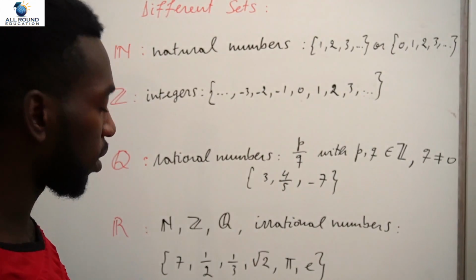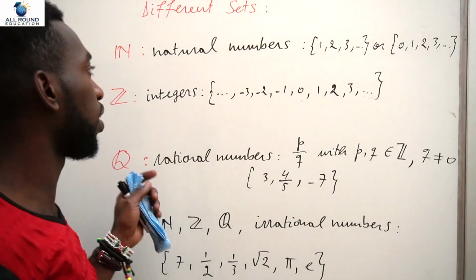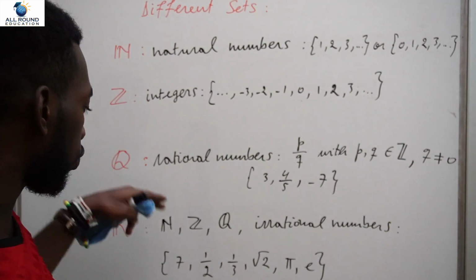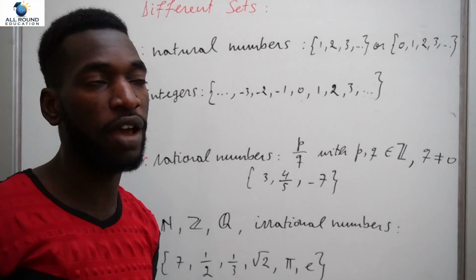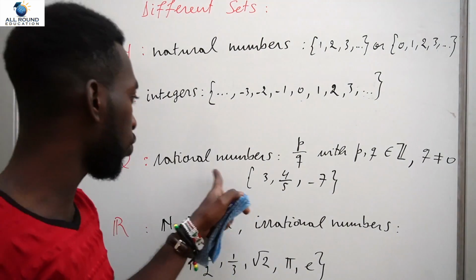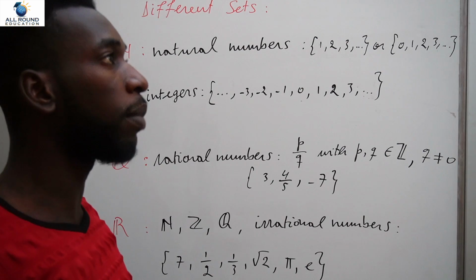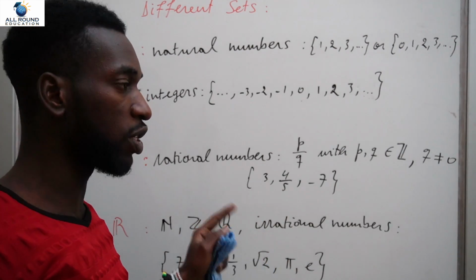And the last set that we have got is real numbers. What are real numbers? Real numbers is everything that we have seen so far, right? Natural numbers or whole numbers, integers, and rational numbers. However, in addition to that, we also have irrational numbers. What are irrational numbers? If rational numbers are numbers that could be expressed as a fraction, irrational numbers are numbers that cannot be expressed as a fraction.